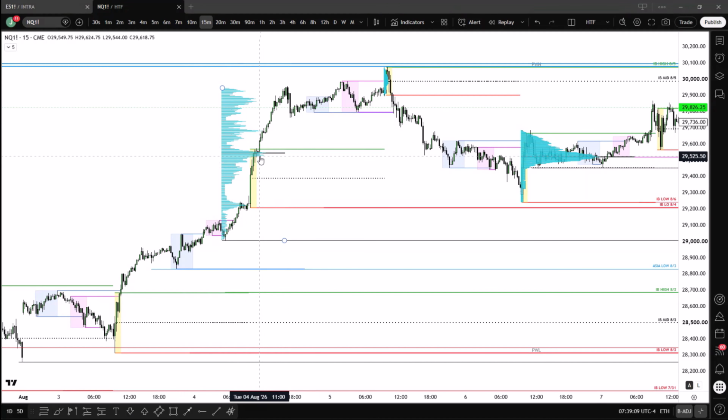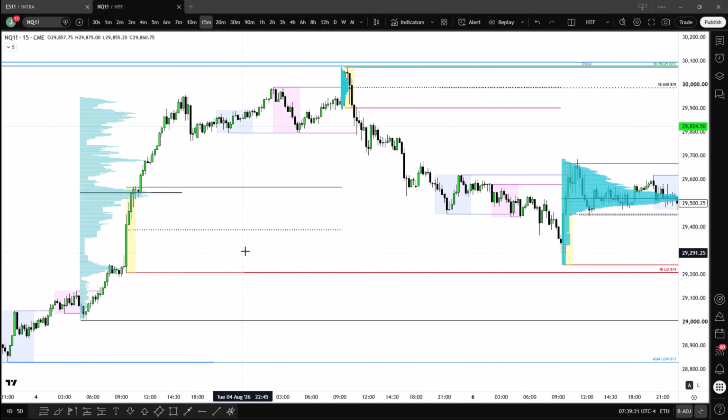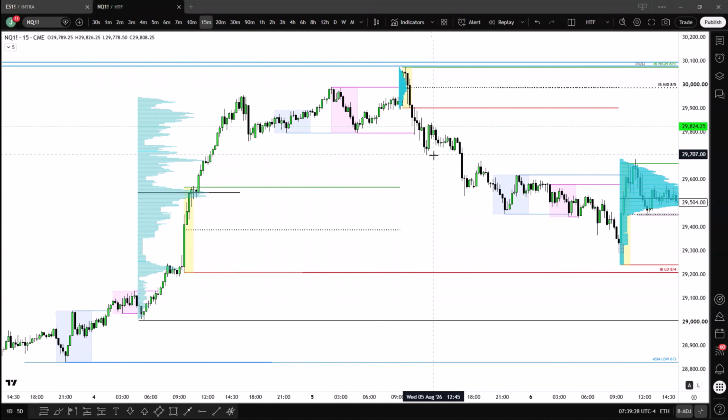Now, this does have a POC, but as you can see, there are other volume nodes in this area that are kind of big and almost as big as the POC. So let's see how we use those. Again, we take the volume profile, we attach it to the low, and I go right to the high. And when price breaks out and pulls back here into this range, I want to see where the volume is.